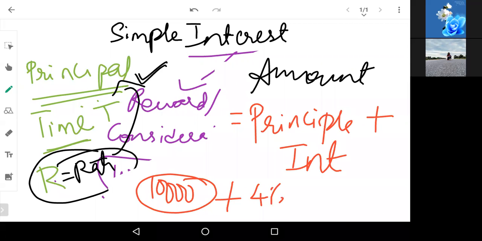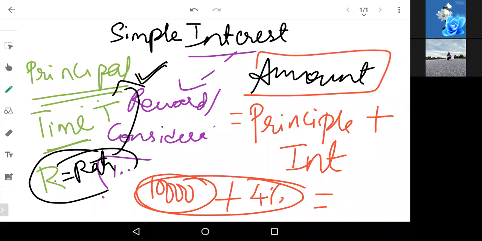Now, the final amount that you're going to pay is called the amount, which is usually written as A. So the formula for amount is principal plus interest. Is it clear? Did you all understand until here? Any doubts?